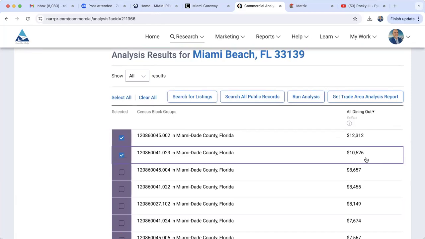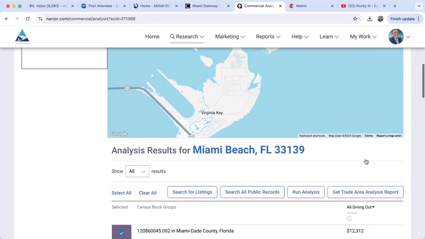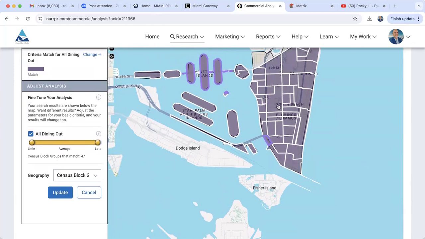So why am I showing you this? You're getting ready to open a restaurant somewhere here in South Beach. Who should you market your restaurant to, especially if it's, let's say, takeout? Well, you should be prospecting this area, and you should be prospecting this area. You should be sending maybe a marketing flyer to those areas, making sure they are aware of your brand new restaurant that you're opening in South Beach.